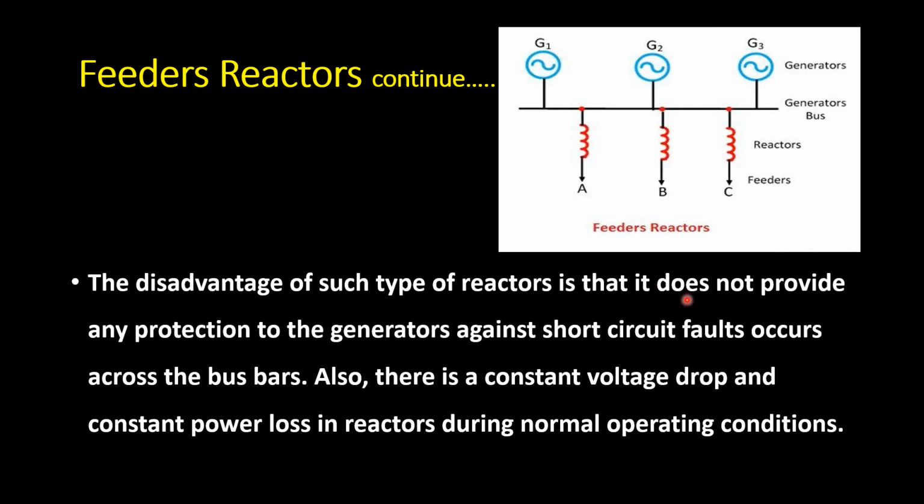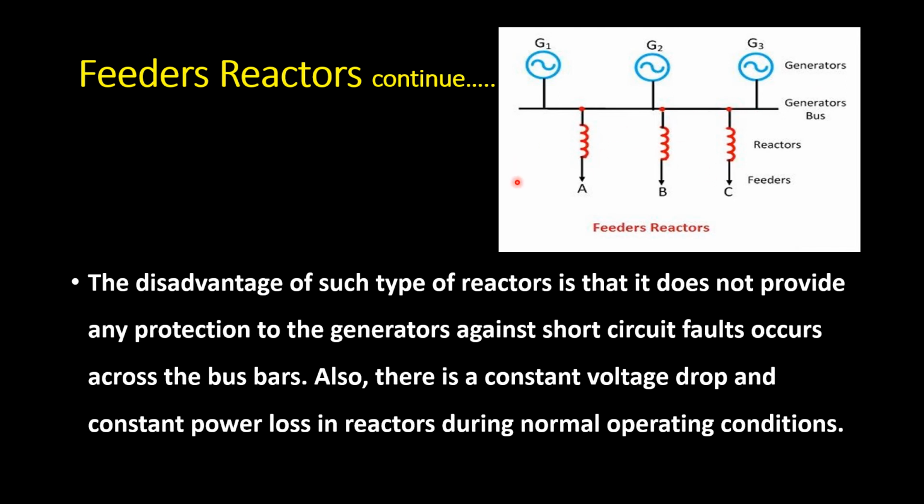The disadvantage of feeder reactor is that it does not provide any protection to the generators against short circuit fault which occurs across the bus bar. Means if any fault occurs on this bus bar, then all generators are going to feed that fault up to that fault location. All generators are going to feed the current, and so the complete system will get hampered if fault occurs on generator bus bar.